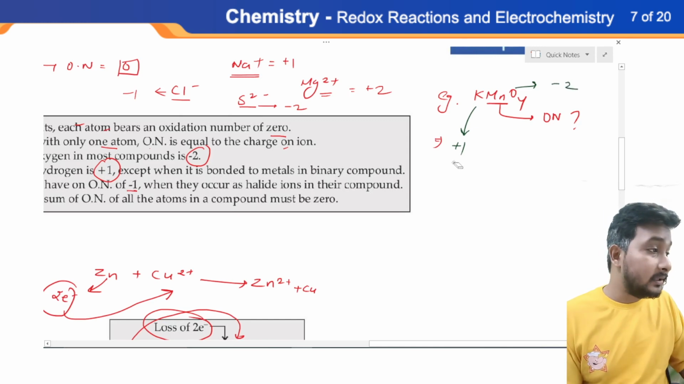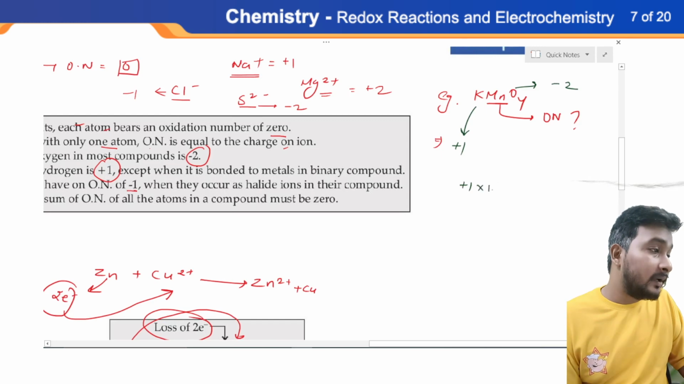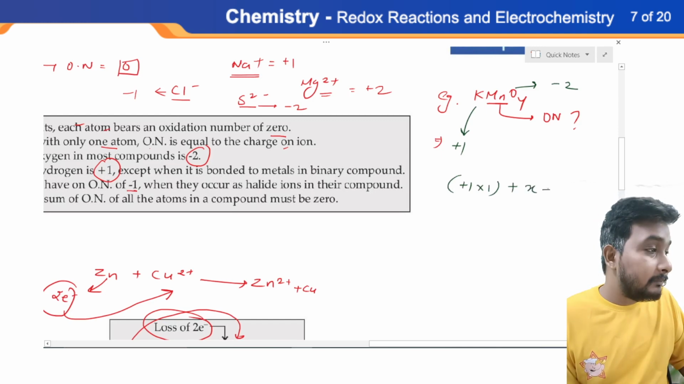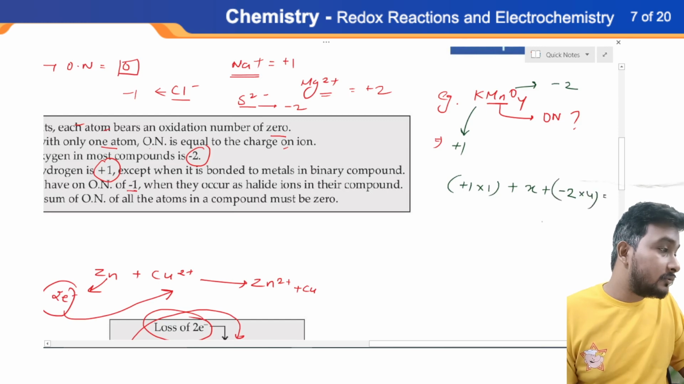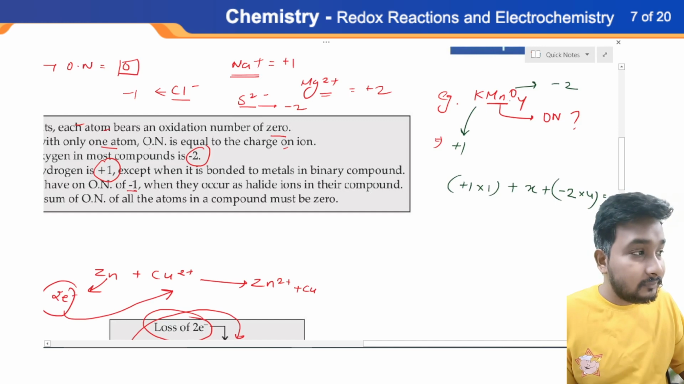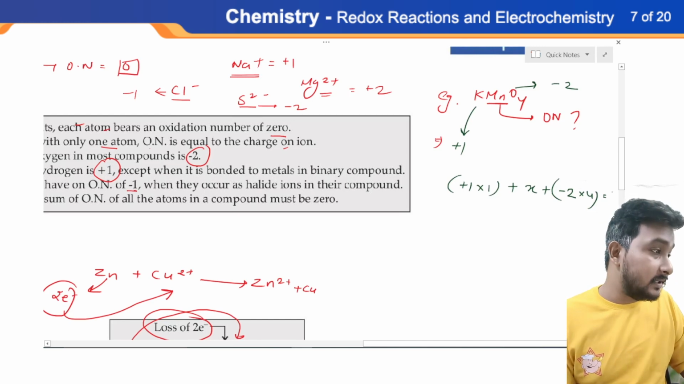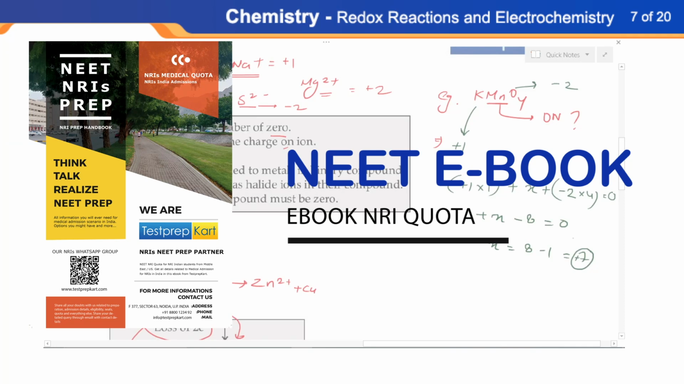We have studied the rules. Now, use the mathematics. Plus 1, and how many potassium do we have? Only 1, so into 1. What is the oxidation number of Mn? We don't know, then use X. Plus oxygen minus 2, but how many oxygen do we have? 4. Is equal to. Now tell me, what is the charge present outside the KMnO4? Do we have any charge in KMnO4? No. So 0. Now solve this. Find the value of X. So 1 plus X minus 8 is equal to 0. So X should be 8 minus 1, which is equal to +7. Answer. Right? It's a simple thing.